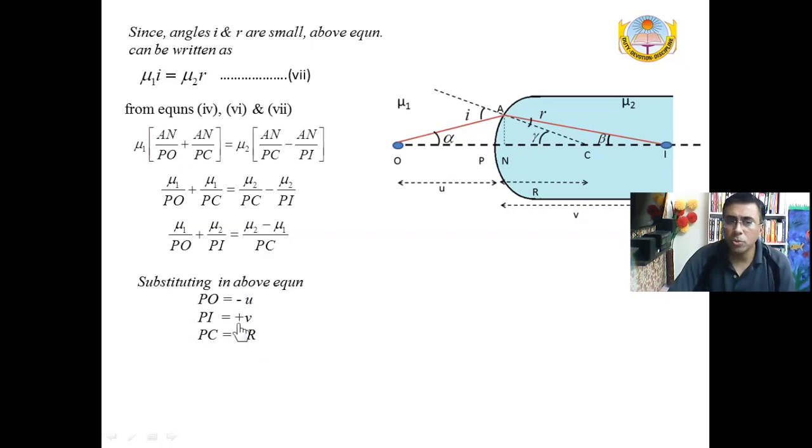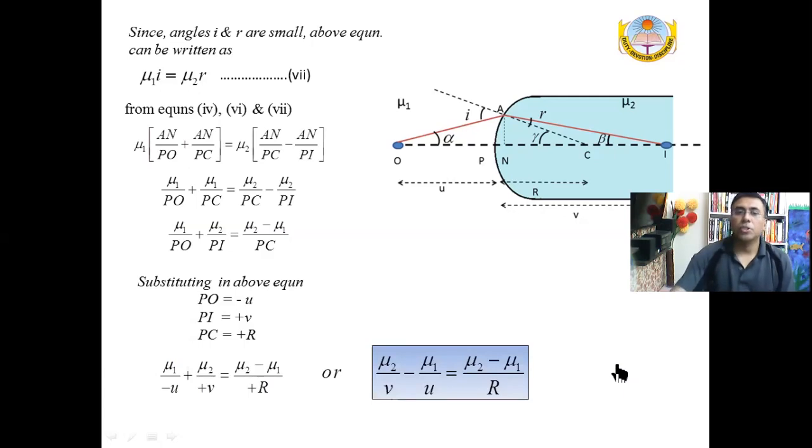Now when I substitute these values in this expression, what I get is mu1 upon minus U plus mu2 upon plus V equals mu2 minus mu1 upon R. And when I rearrange this, I get the relation mu2 by V minus mu1 upon U equals mu2 minus mu1 upon R.